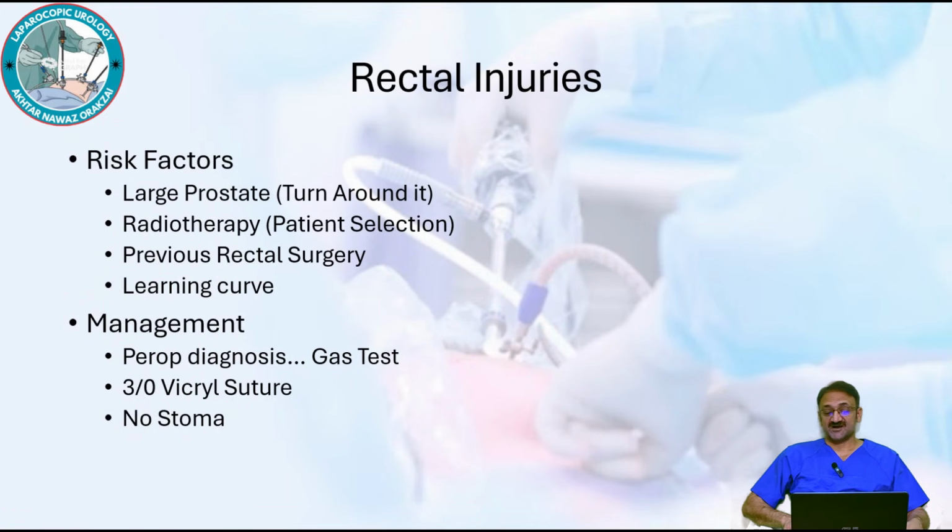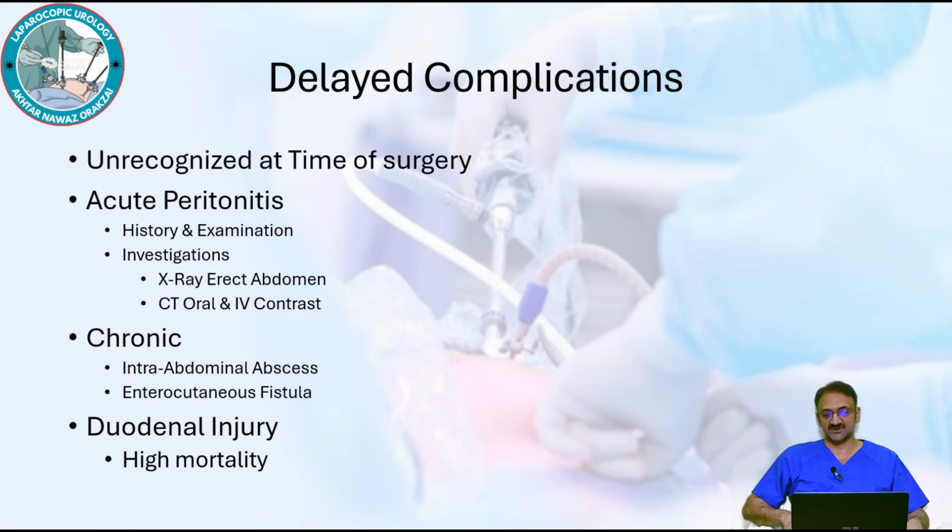So the risk factors are large prostate and radiotherapy. So patient selection is really very important, and you must know in advance if there are previous rectal surgeries. And during the learning curve, you can injure the rectum. The per rectal diagnosis can be a gas; the gas will be leaking constantly per rectally. So that is one thing. And the management can be via 2-0 or 3-0 sutures, interrupted or continuous, as the wish may be, and there can be coverage by a stoma or not.